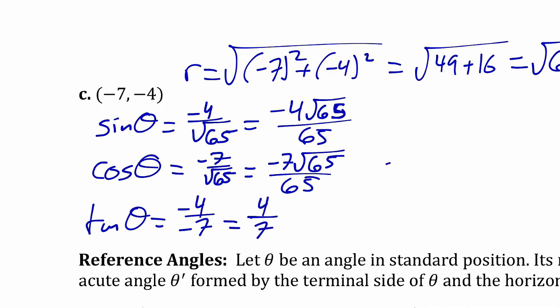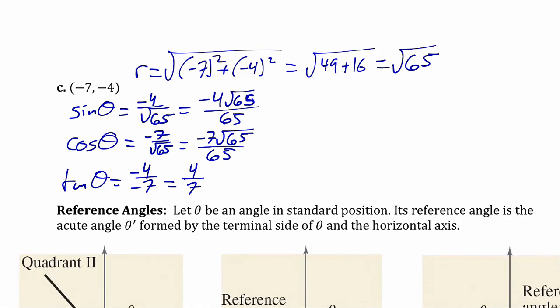Now this one I didn't draw a picture, but let's just double check, make sure we're working in the right area. So negative 7, negative 4. I'm having a hard time. That's 7 to the left: 1, 2, 3, 4, 5, 6, 7, and 4 down. So our point would be right there. So the sine and cosine should both be negative, and again, in quadrant 3, the tangent would be positive.